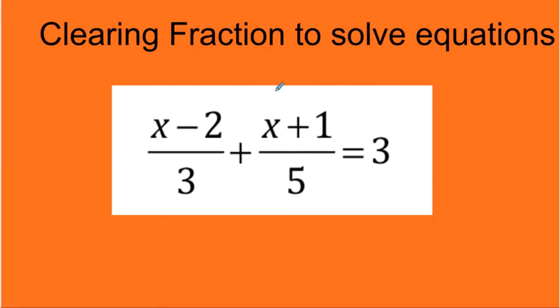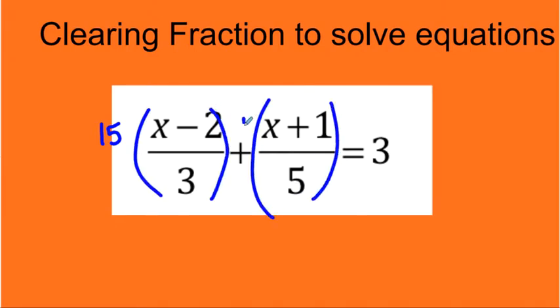All right, so to clear fractions in an equation, you look at the denominator and you want to find the lowest common denominator. And in this case, if you were to make the denominators the same, the lowest common denominator would be 15. But instead of making the denominators the same, you're going to multiply every term by 15. Even if they're whole number terms, you want to multiply by 15.